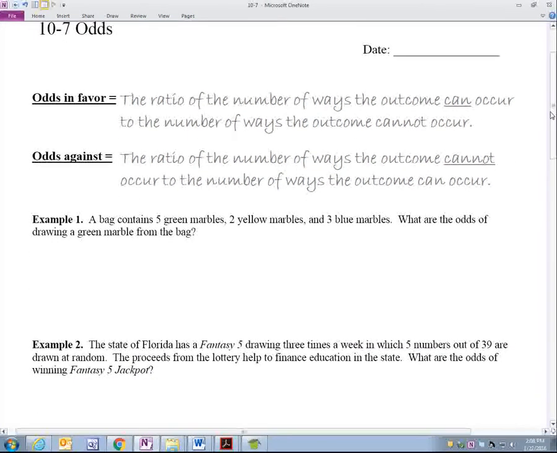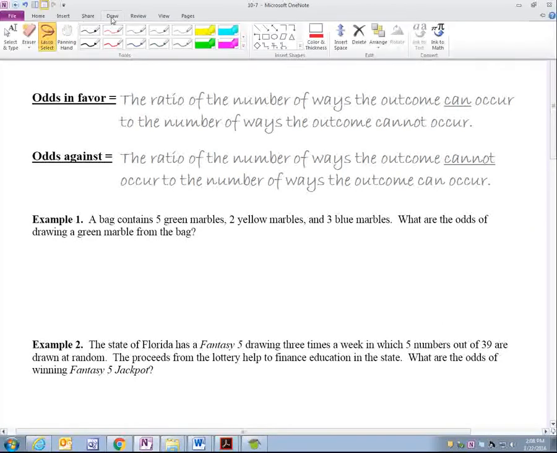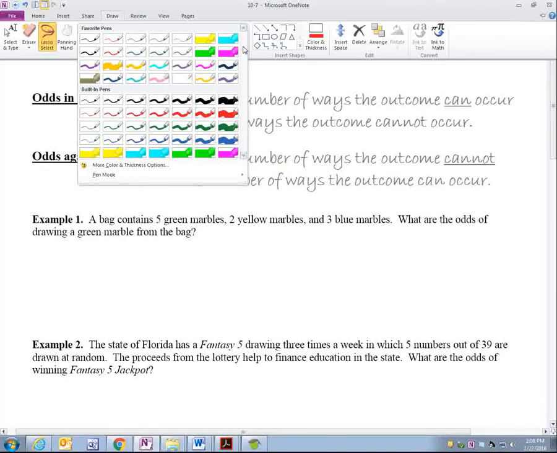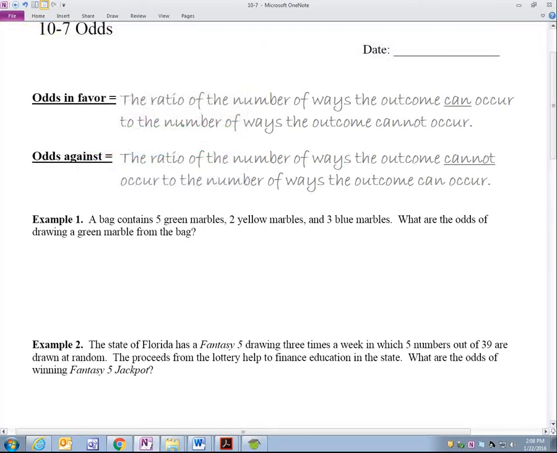So the odds in favor is the ratio of the number of ways that an outcome can occur to the number of ways an outcome cannot occur. So wherever you have room, I want you to put this so it's assigned. So it's assigned with the odds in favor. Can occur, colon, cannot occur.